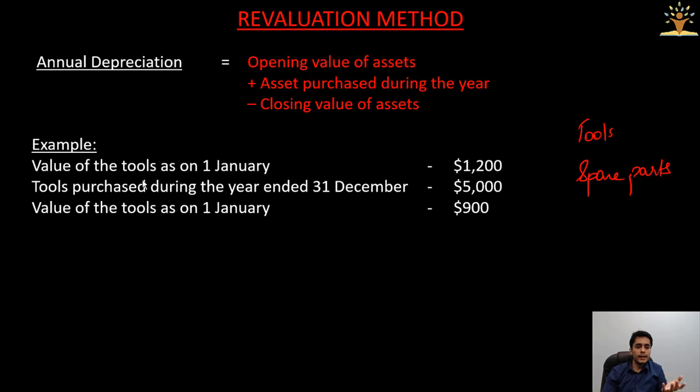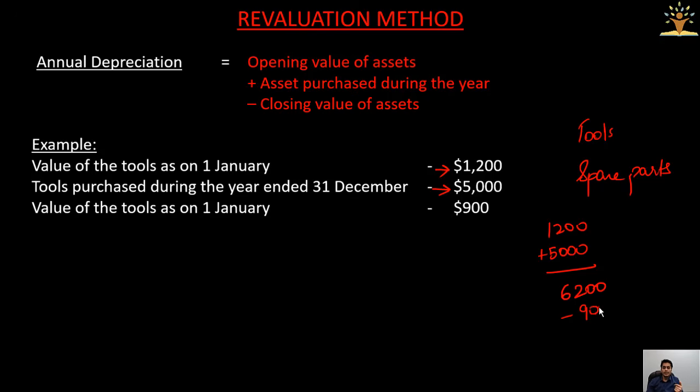Okay, so let's say the value of tools at the beginning of the year you had was 1,200 worth of tools you had at the beginning of the year. During the year you purchased 5,000 worth of tools. So 1,200 plus 5,000. It means during the year I could have used or consumed tools worth 6,200 for my business to earn revenues. Now when I come to the end of the year, I see that whatever tools are left in the inventory, the value of those tools comes to 900. So can I say that if I exclude the closing inventory of the tools, I can say that 5,300 worth of tools was consumed during the year.